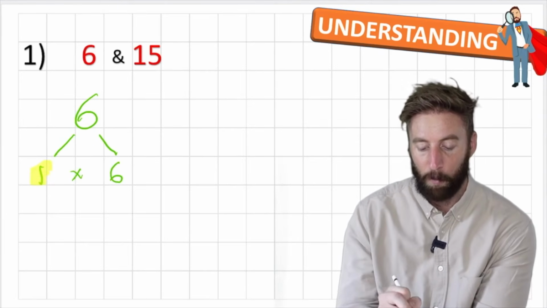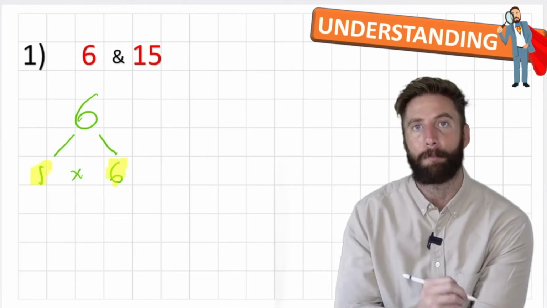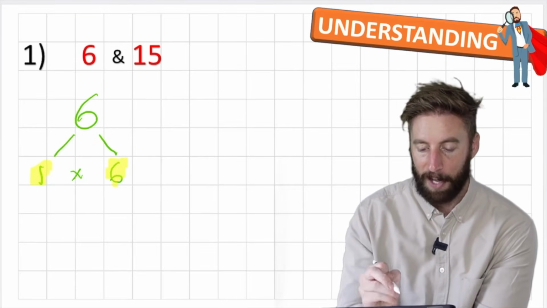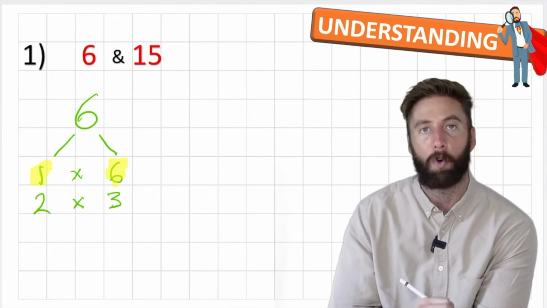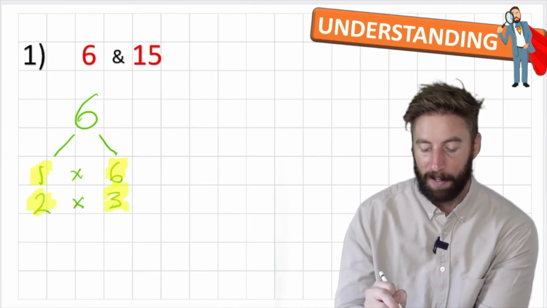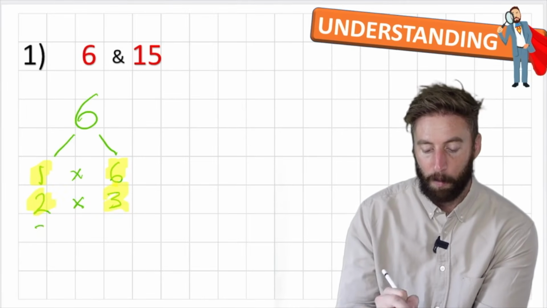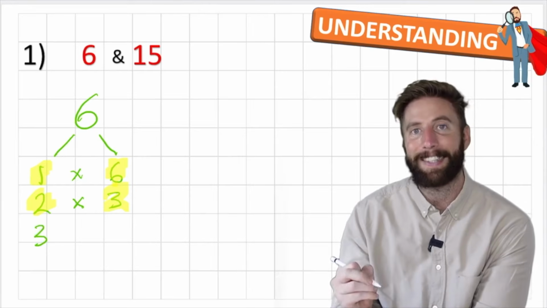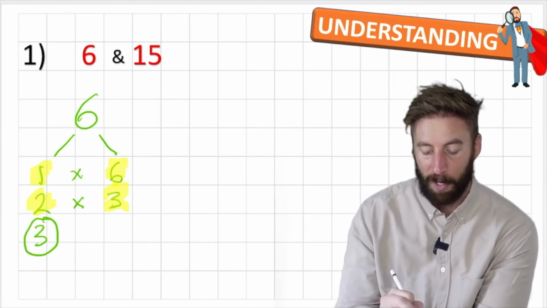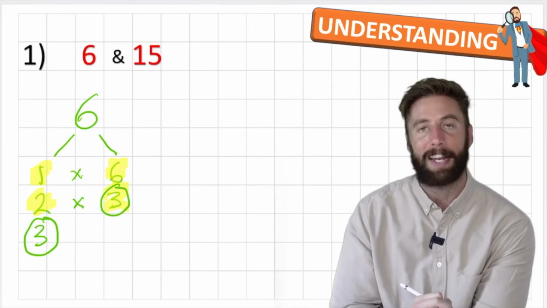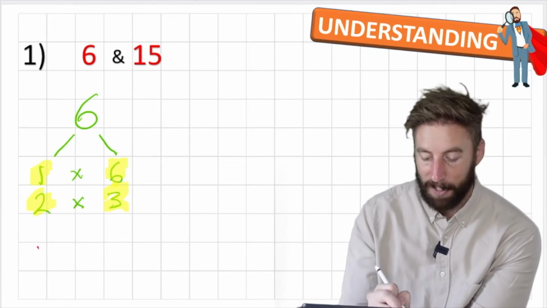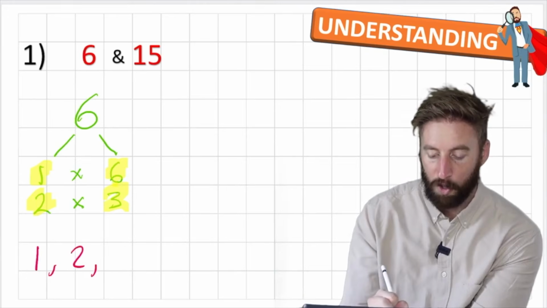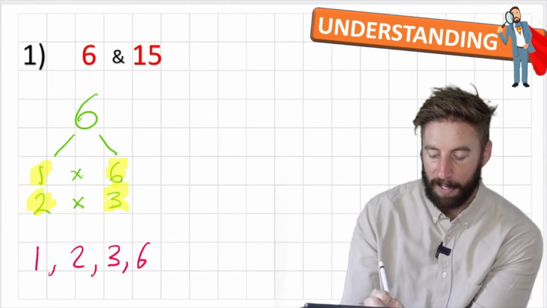So therefore 1 and 6 are both factors of 6. Okay, let's see if there's any more. Go logically in sequence. 2, and I know that 2 times 3 will also equal 6. Now let's see if I can go any further. Well, if I put 3, because I've got 3 here and I've already used a 3, that is as far as I should and could go. So my factors of 6 are 1, 2, 3, and 6.